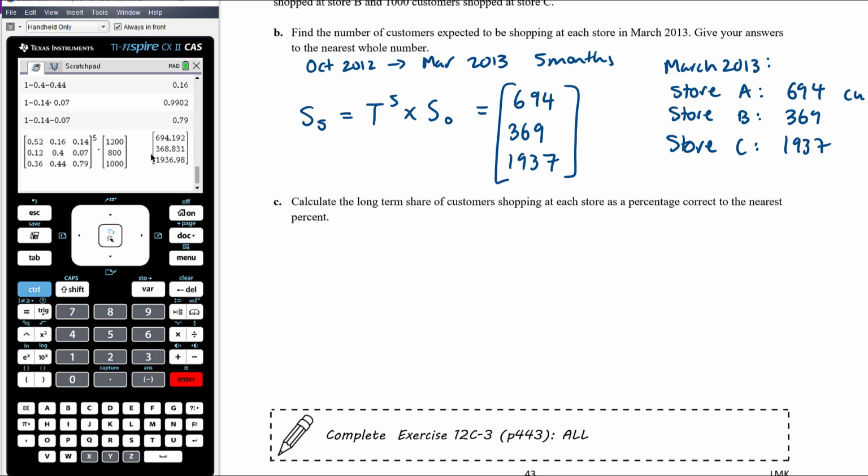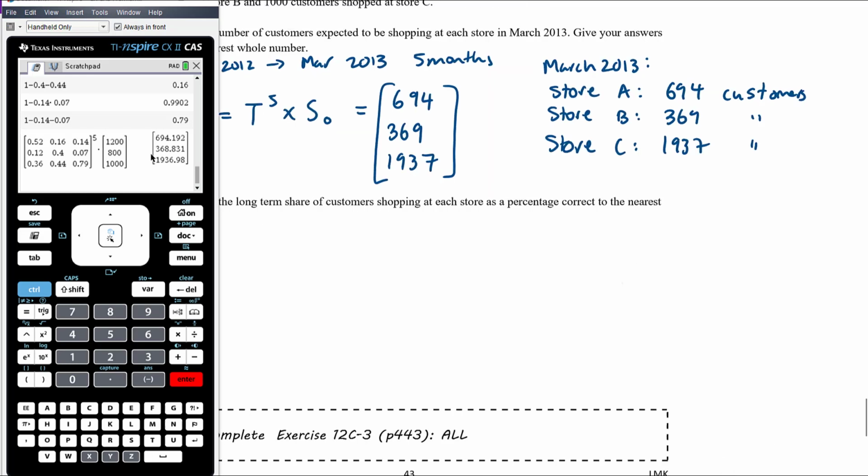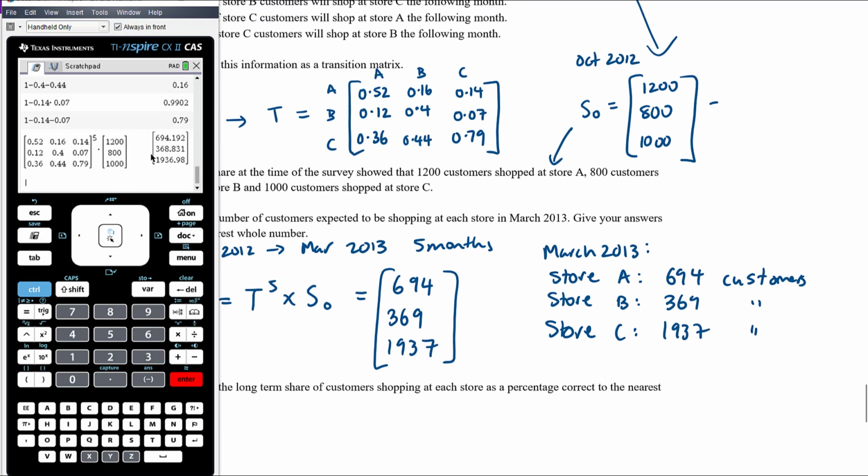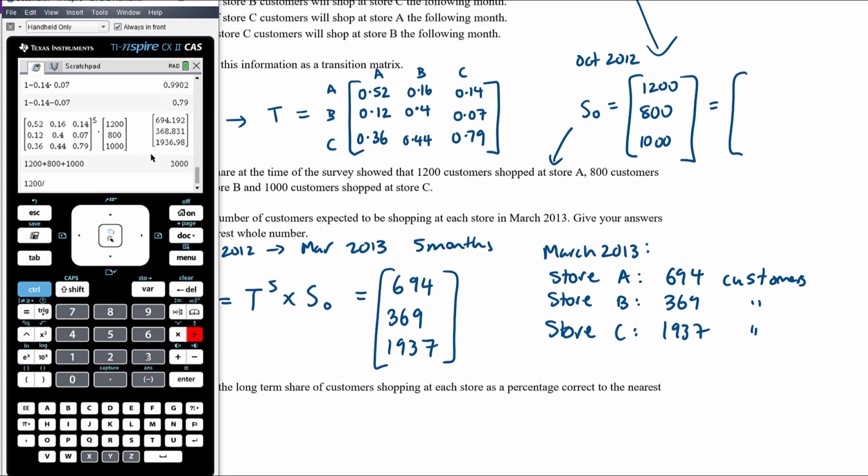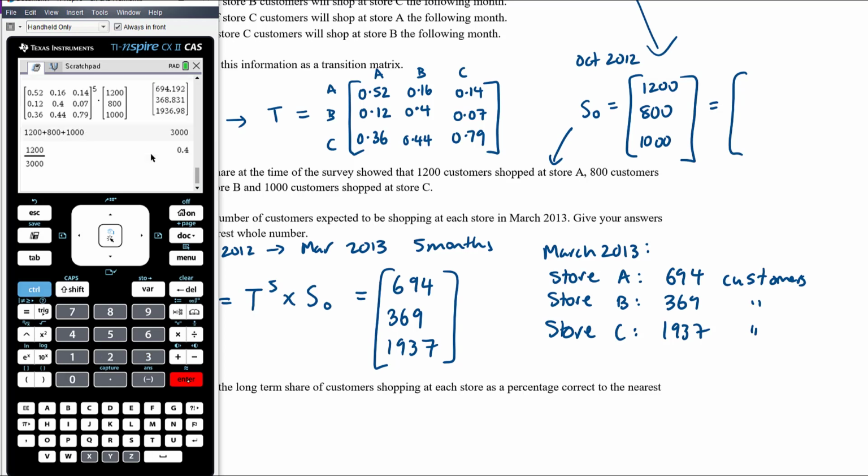Calculate the long-term share of customers at each store as a percentage, correct to the nearest percent. Okay, so we have to calculate some percentages, and we could do this in 2 ways. We could either convert our initial state to percentages. So if we work out the total number of customers, 1,200 plus 800 plus 1,000, it's 3,000 in total. So 1,200 out of 3,000, that's 40% of the initial customers at store A, and 800 out of 3,000.